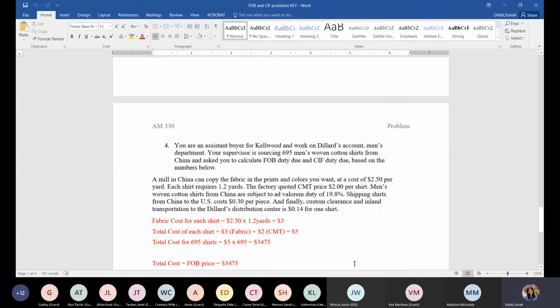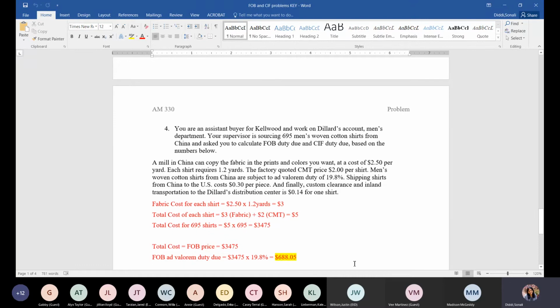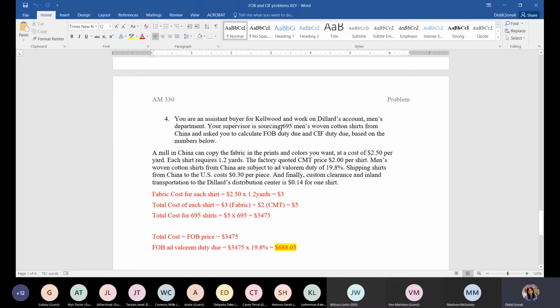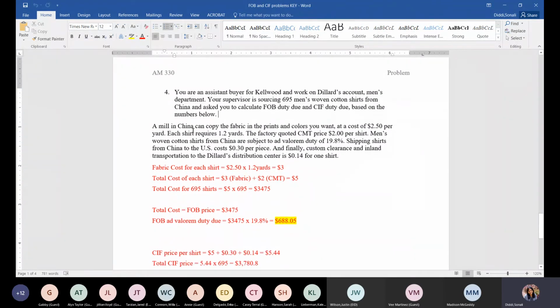Now, what changed between the fourth and the first three questions? Let's look at it. So this one had 695 men's woven cotton shirts from China. And in this particular question, the direct cost was not given to you, but you were expected to calculate the cost per t-shirt. So it says you can copy the fabric in prints and colors at a cost of $2.50 per yard. Each shirt takes about 1.2 yards, and the factory quoted a CMT price of $2 per shirt.